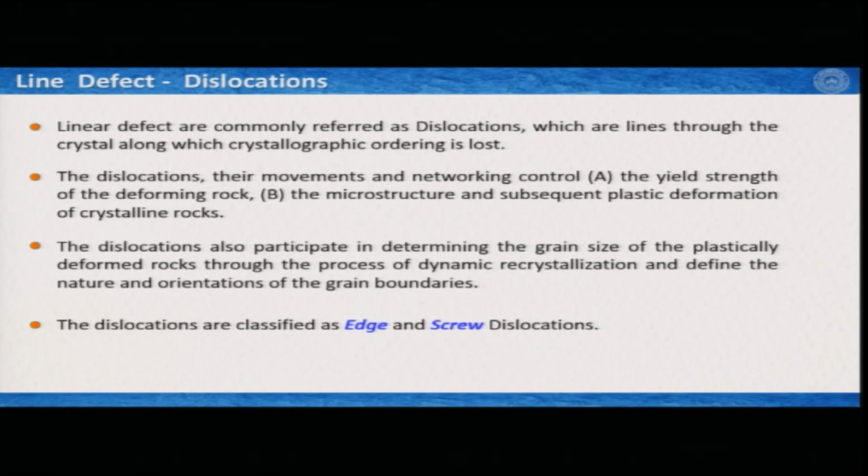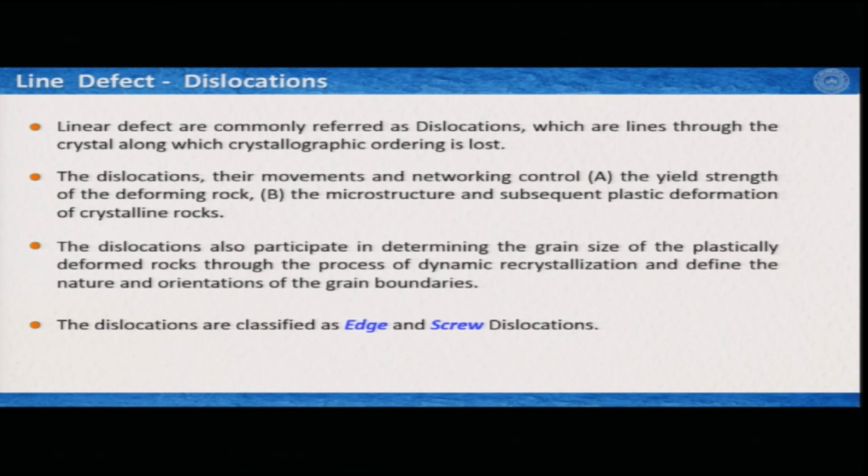Now, vacancies, as you have learned, are zero-dimensional, that means they are point defects, but line defects are linear defects, and linear defects are commonly referred to as dislocations. Dislocations are nothing but lines through the crystal along which crystallographic ordering is lost. We will learn more about it soon.